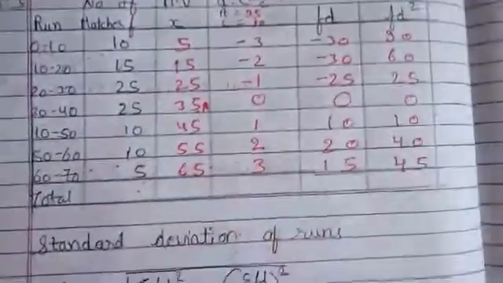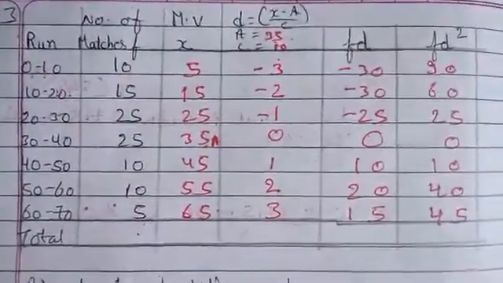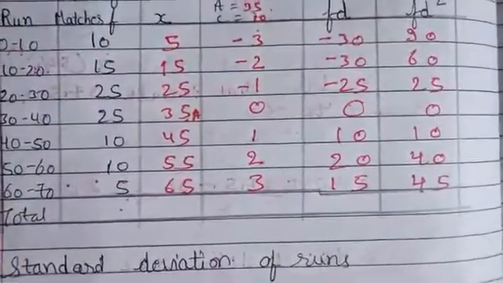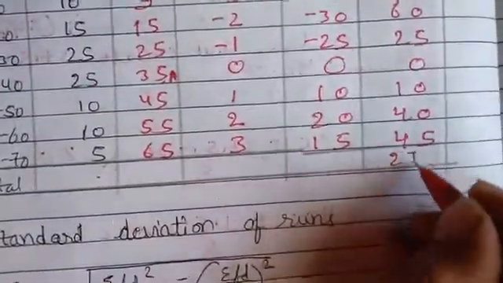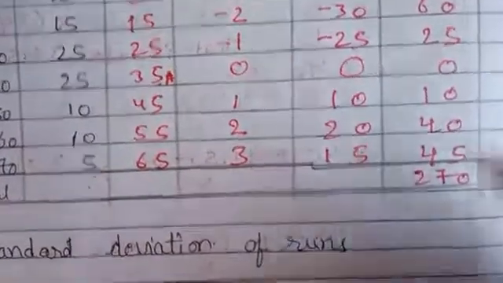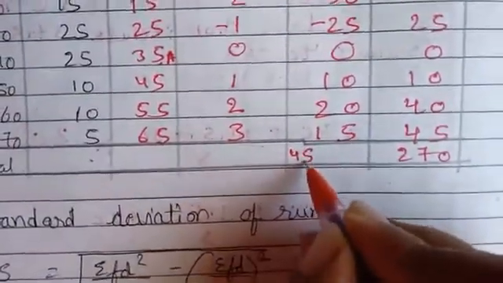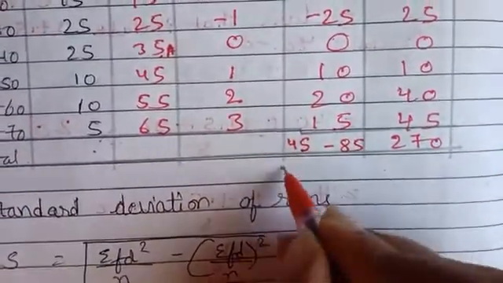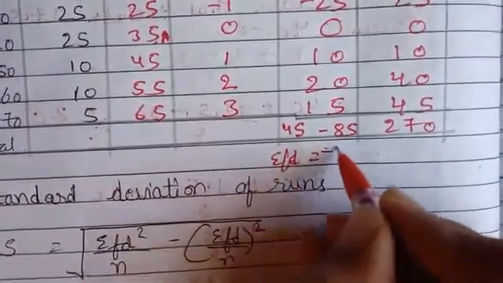Now we have to find the total of our sigma FD square column. So the total will come 270. And for sigma FD, we will do the negative values and positive values separately, so it will come 45 minus 85. So our sigma FD will come minus 40. Now I will put all these things in our formula. Here n is given 100.